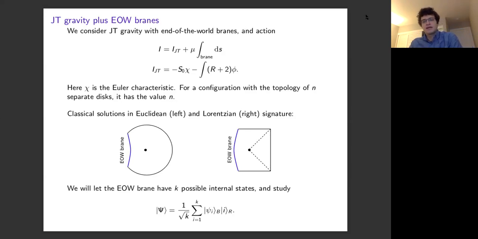So, actually we're going to be doing really easy topology where the only value of the Euler characteristic we'll need to know is its value for the disk. So for a configuration with the topology of n separate disks, chi has the value n. So don't worry too much about this term. And for the action of JT gravity, just think of it as minus S naught times the number of disks.